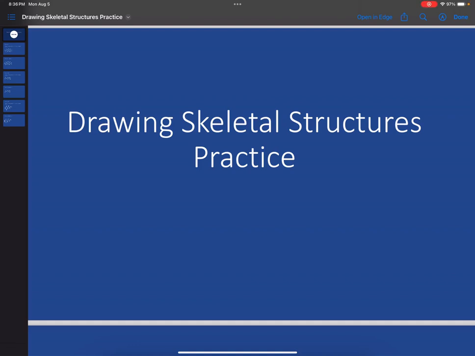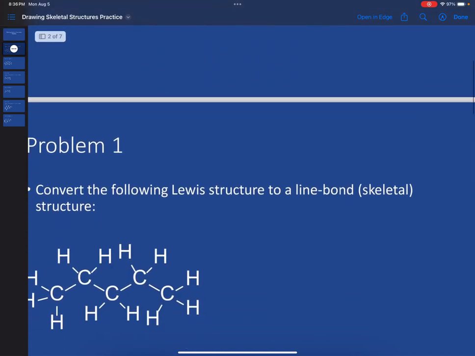Hi everybody. So really quick, I'm just going to go through some strategies that I use when drawing skeletal structures, especially if we're starting from a Lewis structure or an expanded compound that you might be given. So I have a few practice problems here.